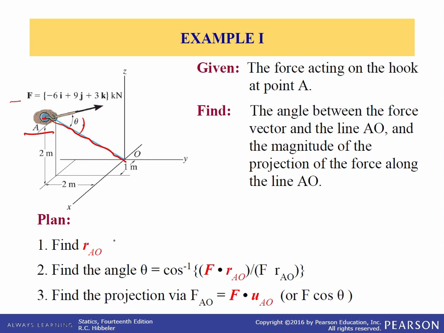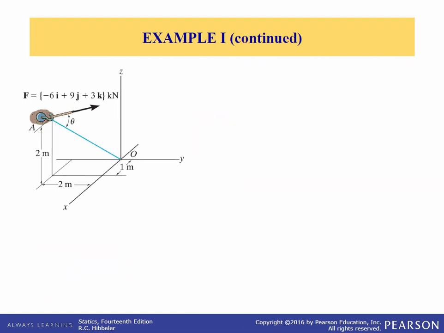So our plan is to first find the vector RAO. Remember, that means I'm on A looking at O, or I'm on A and I want to get to O. And then we're going to use this equation to solve for the angle theta. So we'll take the dot product of F and this vector RAO and divide by the magnitude of F times the magnitude of RAO. And then we'll find the projection using this equation here, which is F dotted with the unit vector along AO. So we're going to need RAO, we're going to need UAO. So let's do that. Okay, so let's get the vector RAO.